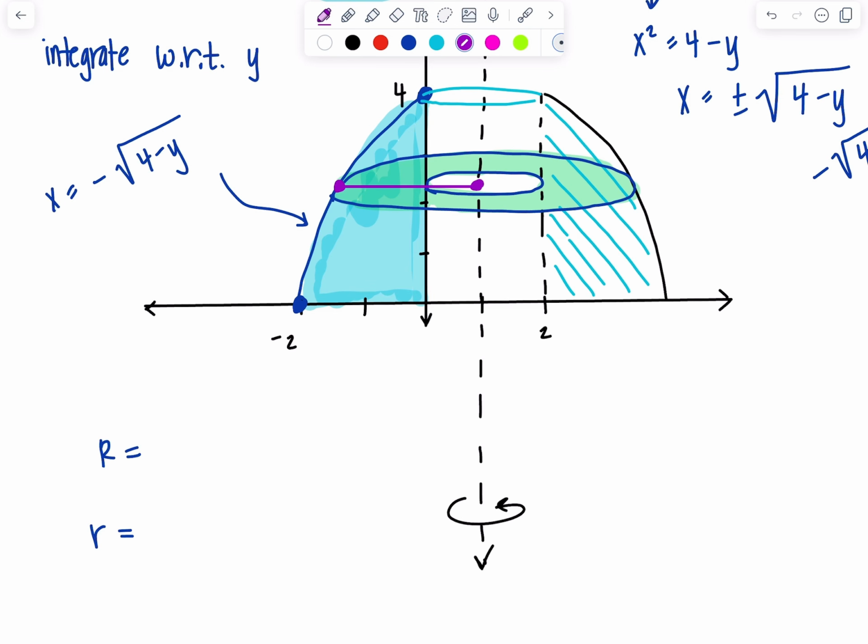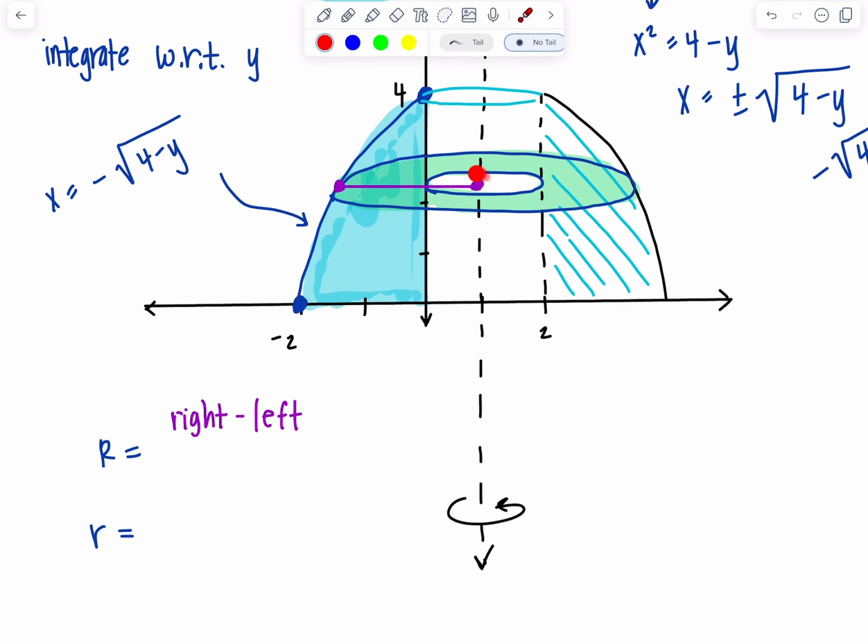Now I know for all of the previous ones, we did top minus bottom. That's because we were integrating with respect to x. Now we need to do right minus left since we're integrating with respect to y. Just like when you first learned areas between curves, same thing. So here's big R, okay?